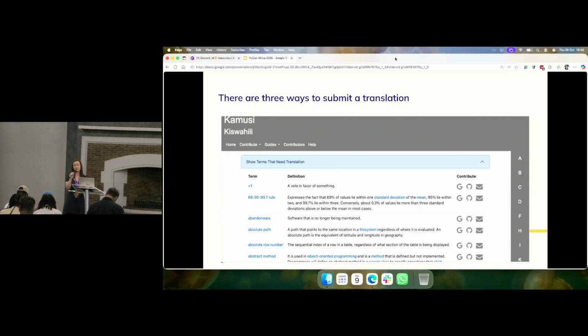Now, I am deciding I want to translate the +1, and that's a very Carpentries thing. When you vote for something, or you approve, or you say, +1, yes, I like your idea. So you have 3 different ways you can contribute to this glossary.